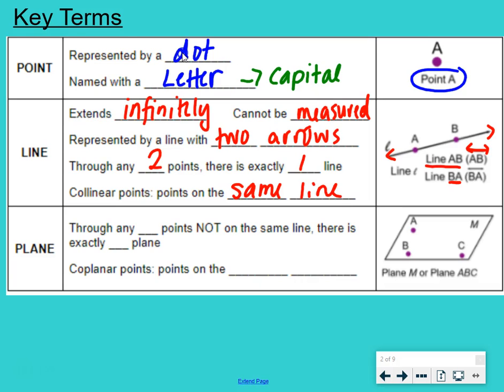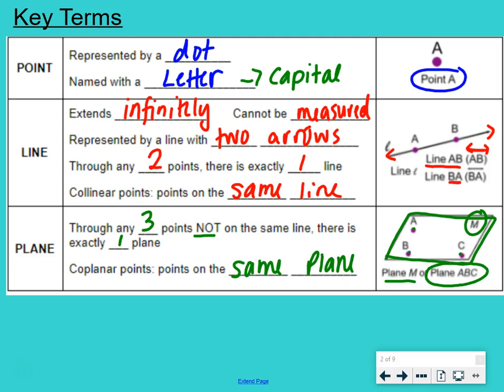A plane. Through any 3 points not on the same line, there is exactly one plane. Coplanar points are points on the same plane. You see over here, this parallelogram type shape is a plane. There are 3 points not on the same line, so we can call this either plane M. This M over here doesn't have a point. Or we can name it by 3 of the points, so plane ABC.